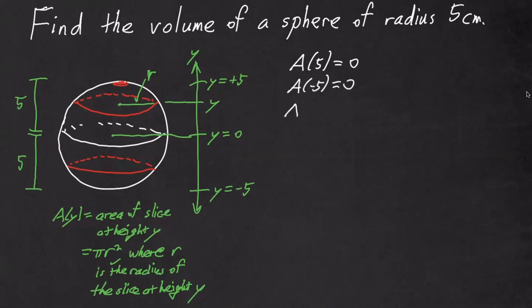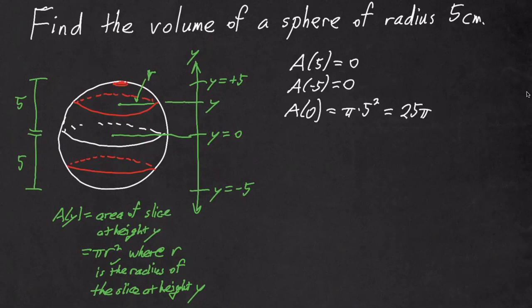But the area of the slice at height 0 is right at the equator. It's the equatorial slice, and that has radius 5. So that's pi times 5 squared, which is 25 pi. So we need some function of y that when we plug in 0, we get 25 pi, but when we plug in plus or minus 5, we get 0. And so how are we going to do that?